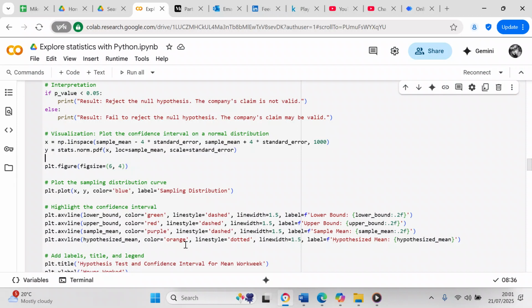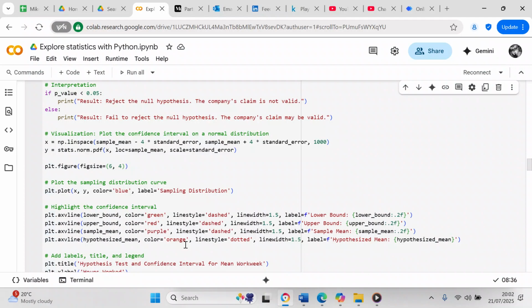So now we're going to plot it on a figure. plt.figure with figsize equals 6, 4. So we're going to plot the sampling distribution curve. It's plt.plot of x, comma, y, comma, color equals blue, comma, label equals sampling distribution. So we're going to put some vertical lines on the chart just to identify some variables.